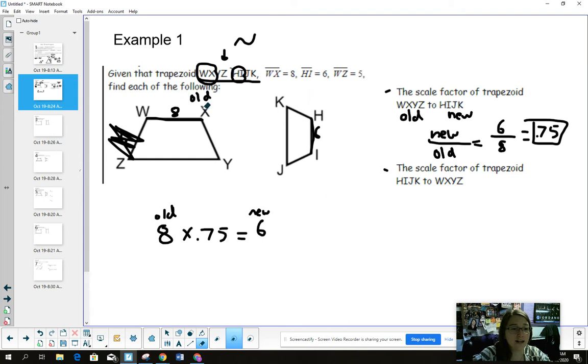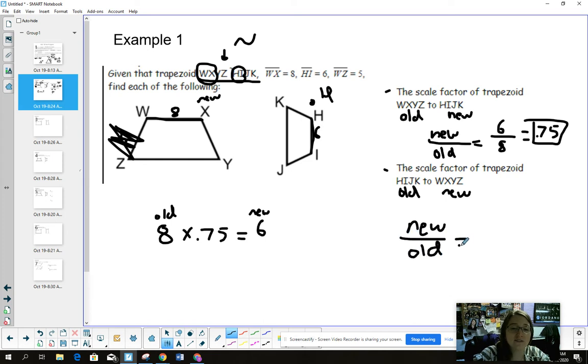So now we're going to try it going a different direction, though. Now we want this as my old, HIJK, and this as my new. So now again, let's be very careful with this. This is now the old, and this is now the new. My scale factor is still new over old. So take a moment. Now we're going in a different direction, so our scale factor is going to be different. What are we going to plug in here? What's our new side over our old side in this case now?